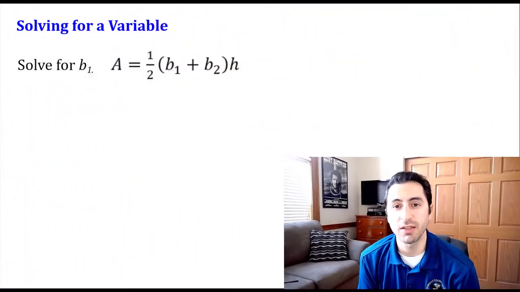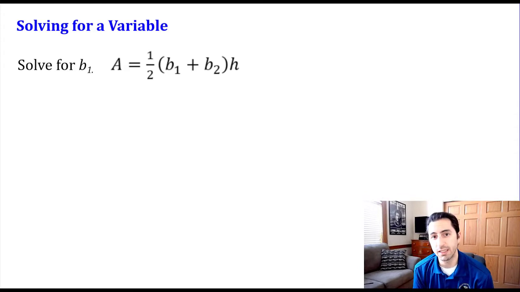And what we want to do is take a formula and solve it for a specific variable in that formula. What that involves is rearranging the formula until we get our desired variable isolated on one side of the equal sign. So let's do a couple examples where we do that.